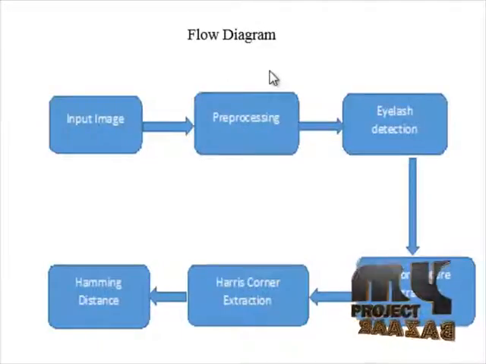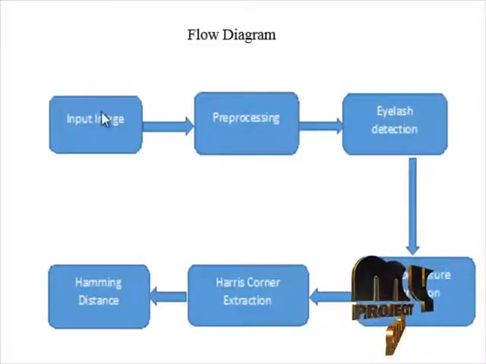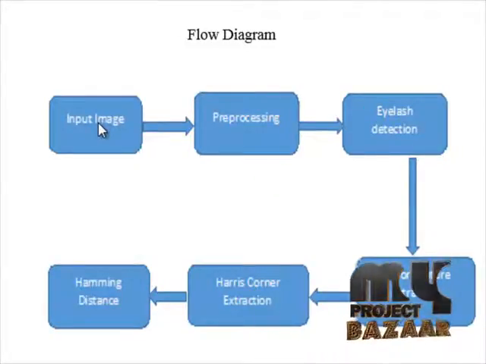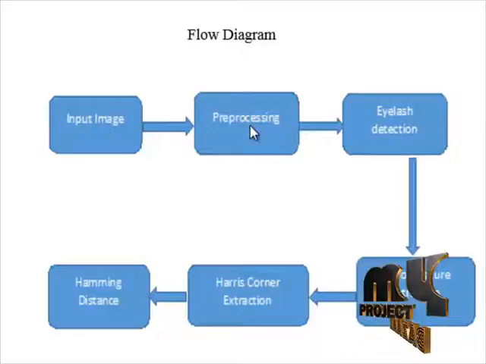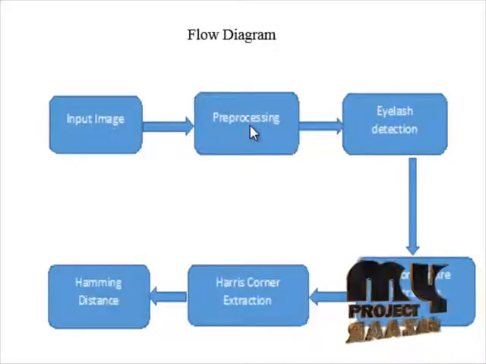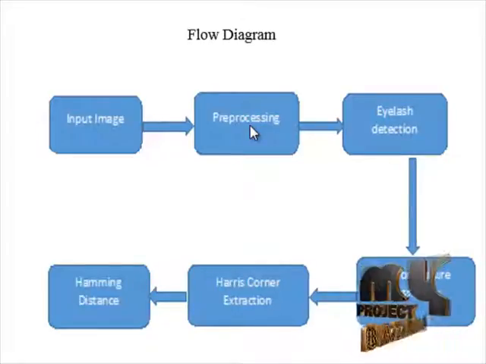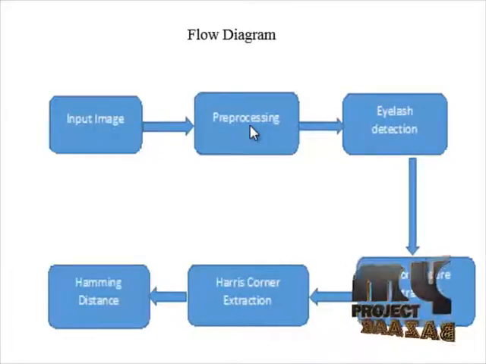Let me discuss the flow diagram for our process. First, capture the input image from the dataset folder. Here we take the iris image as the input image, and in the pre-processing step, generally images are noisy. The noise in the images reduces the quality of the images. In order to improve the quality of the images, we normally employ some filtering operations. A median filter is used for filtering.